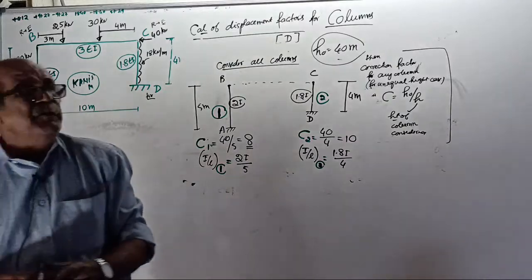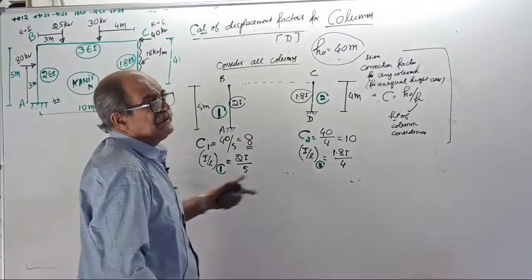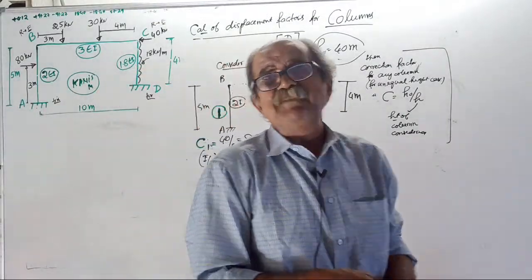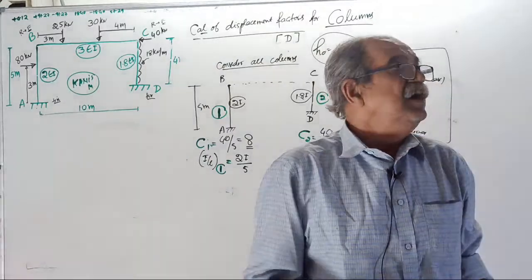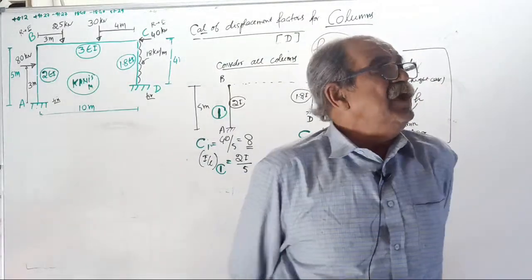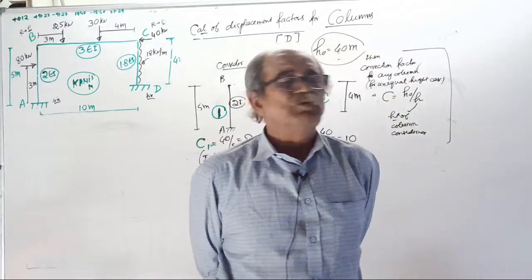If you are solving only fixed base problems, you need not call it I by L, you can call it K1, K2. K equal to I by L, K1, K2, clear? But if I call K1, K2, it will give a problem when I go to base hinged. Even I got an idea now.